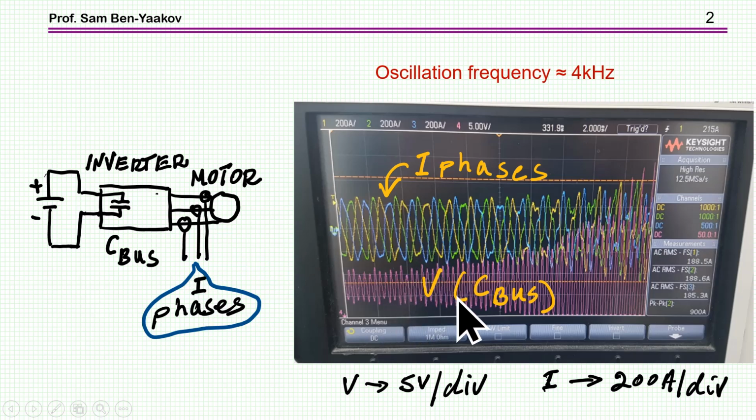We see the bus oscillation here, the voltage on the bus, at 5 volts per division, so it's quite a bit, and then it's growing. If not stopped, it would probably have damaged the system. So it's a real problem, and we have here a bus made of ceramic capacitors.